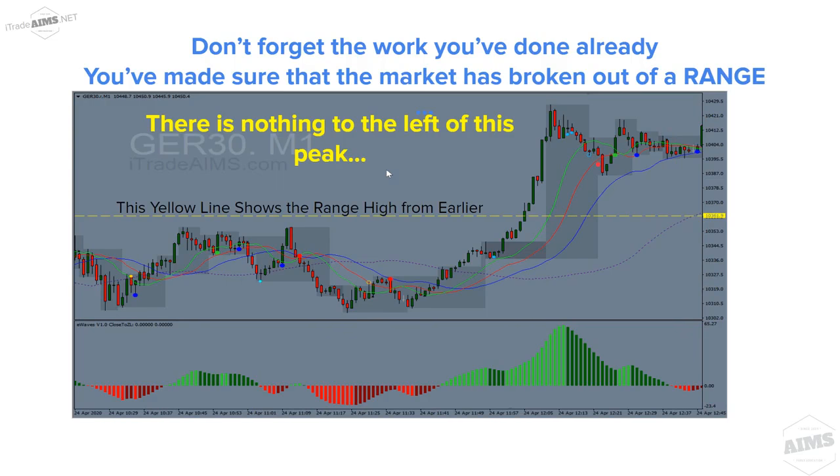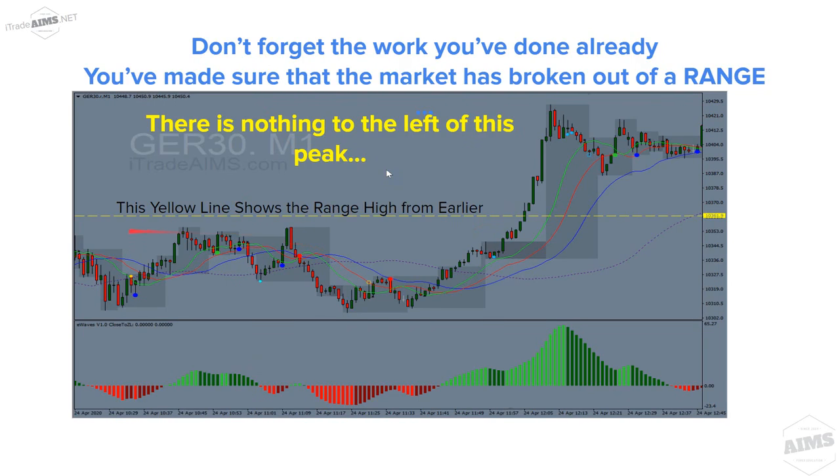Don't forget the work that you've done already, sitting there at London Open, analyzing that, doing your alerts, they all count. So you made sure that the market has broken out of a range. There is nothing to the left of this peak and this peak. So from the AO analysis, there's nothing. There's no higher peaks. This is the highest peak in the last 100 candles.